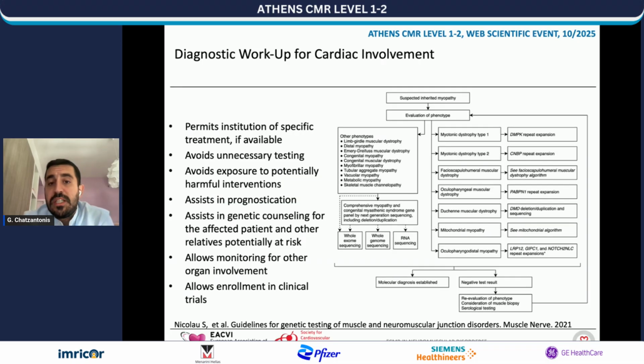So we have a suspected inherited myopathy. We should evaluate the phenotype, and depending on the phenotype, do the gene testing. And if we find a diagnosis, that's fine, that's good. But if we have a negative test result, then we may reevaluate the phenotype. We may consider a muscle biopsy, and of course, serological testing.